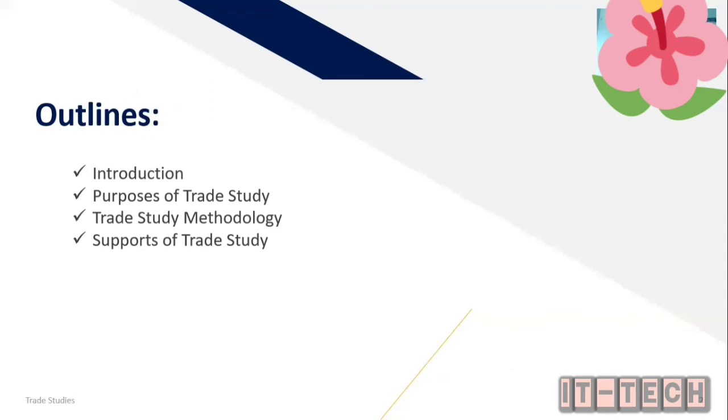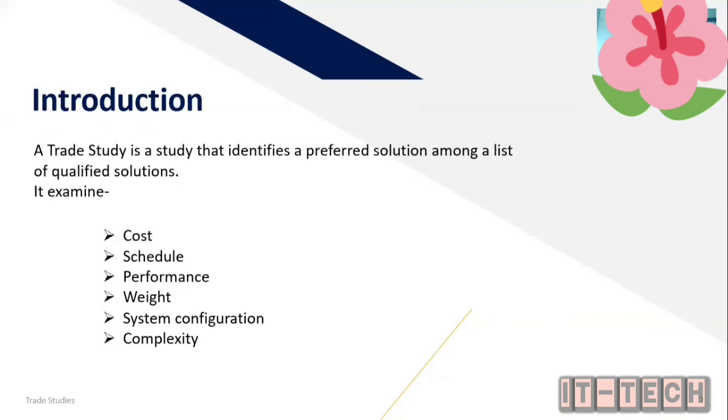The outlines are introduction, purpose of trade study, methodology, and supports of trade study. A trade study is a study that identifies a preferred solution among a list of qualified solutions. A trade study examines cost, schedule, performance, weight, system configuration, and complexity. Sometimes complexity arises when interfacing human to human or human to machine interaction. Trade studies examine all of those.